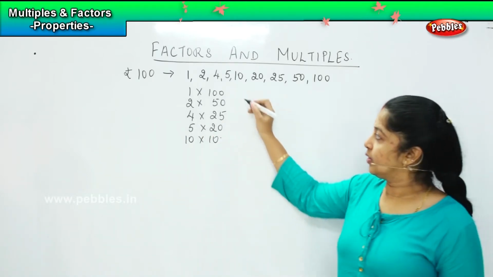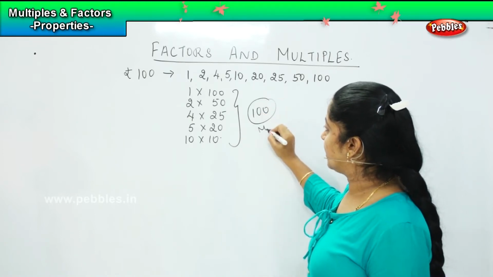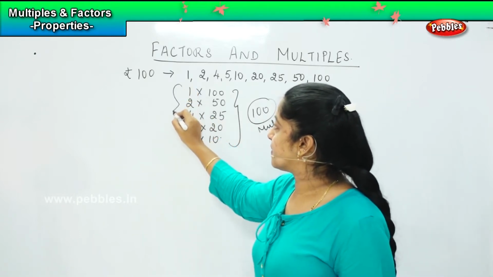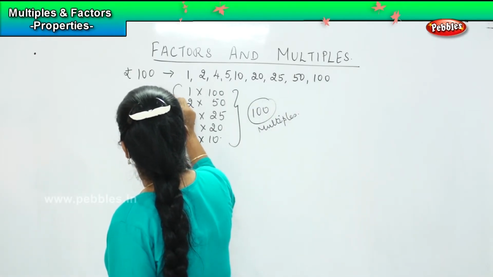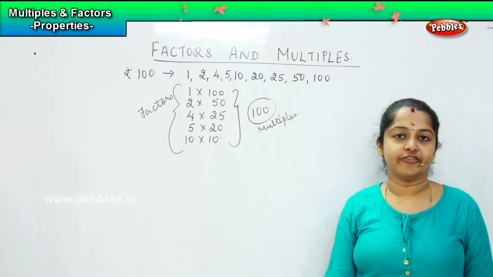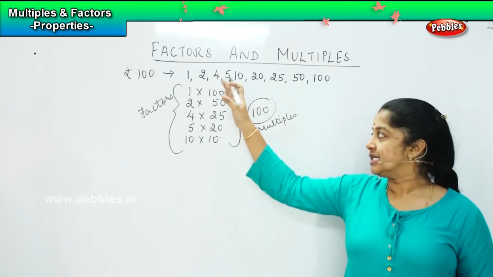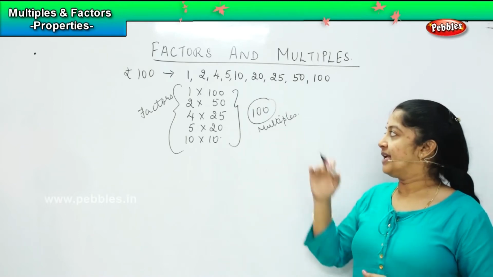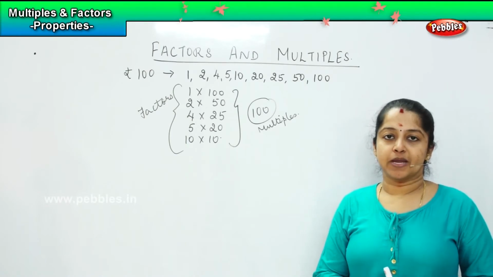So the product which I will be obtaining, that is the 100, that is called my multiple. And these are called my factors: 1, 2, 4, 5, 10, 20, 25 and 50. These split ups are called my factors. That is, if I use these patterns, I will be getting my output as 100. So the product which I am obtaining is called my multiple.